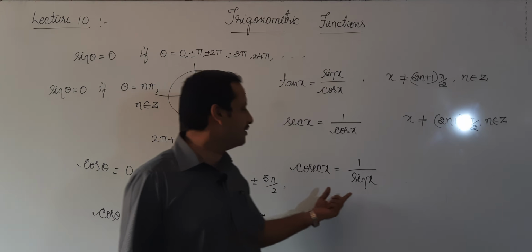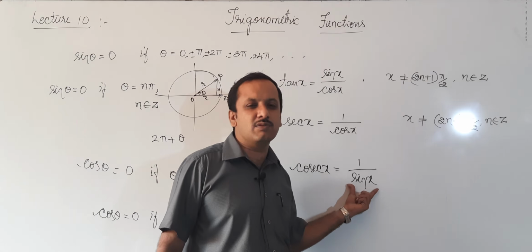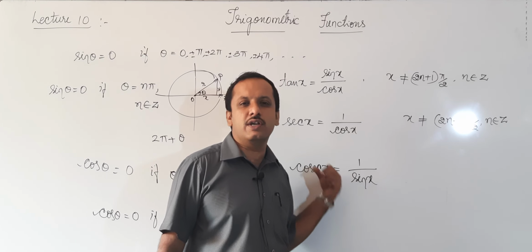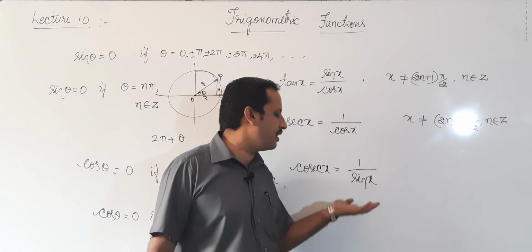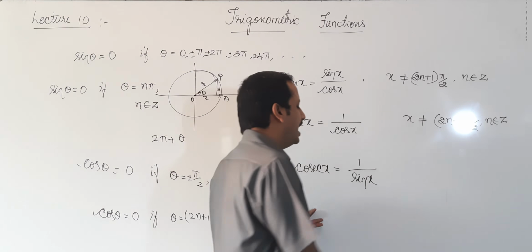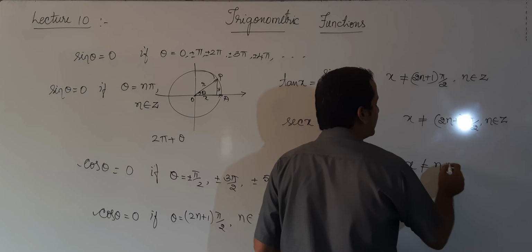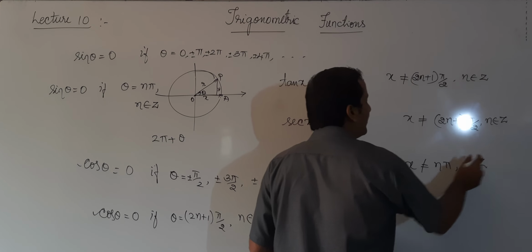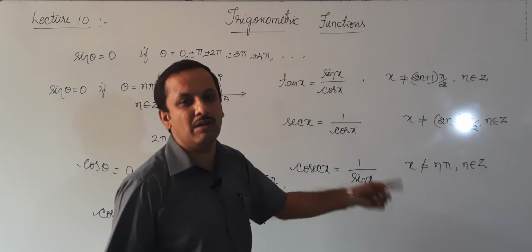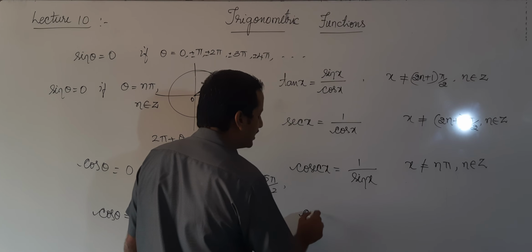So, for cosecant x, whenever the denominator will be 0, this function is not defined. So, this will be defined only if this denominator is non-zero. That means x should not be equal to n pi, because whenever x is n pi, sin x will become 0. Okay. Then cot x.